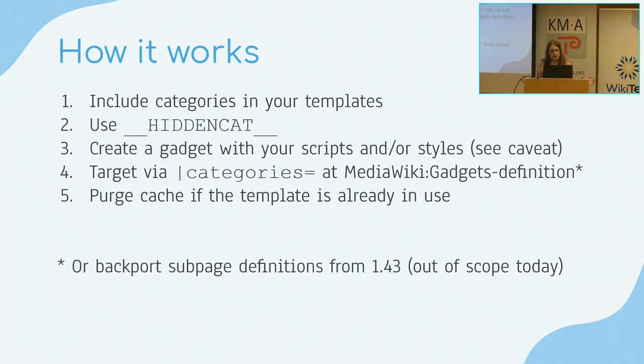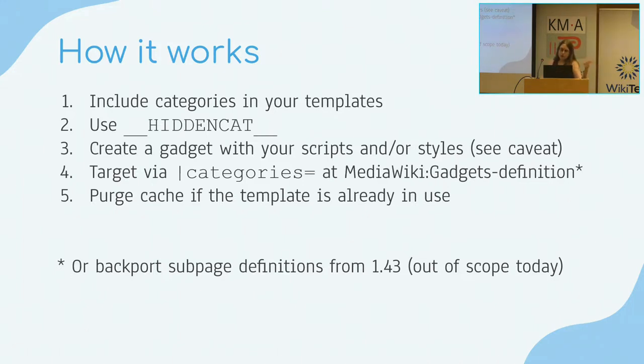Okay, so how does it work? This is the outline of what you would need to do. So the key feature, the awesome feature that gadgets got in 142 is categories. So this is a parameter that you can use when you're setting up the gadget, and you could already restrict based on like user rights. So, and I do mean rights, not groups. So you can make a particular gadget only available if someone has the edit right, or only if they have the delete right, if you want to try and target it as sysops only.